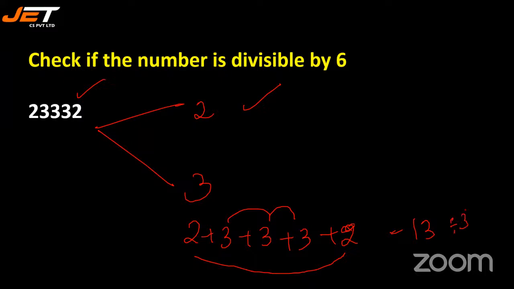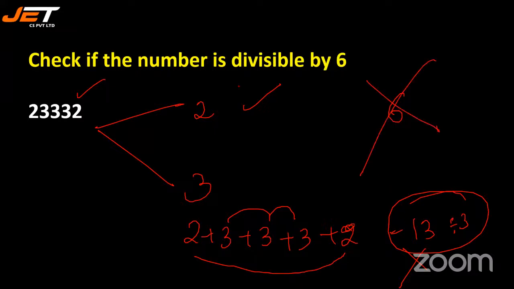Is 13 exactly divisible by 3? No. That means it is not divisible by 6 also, because it is divisible by 2, but not divisible by 3. That means it is not divisible by 6 also.